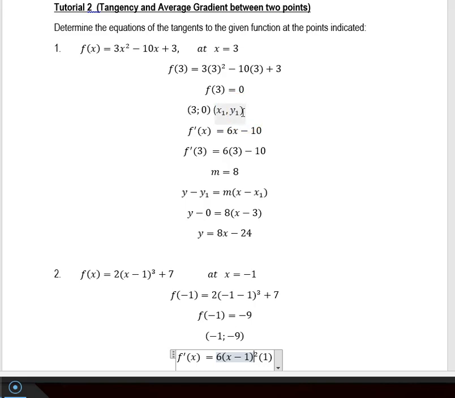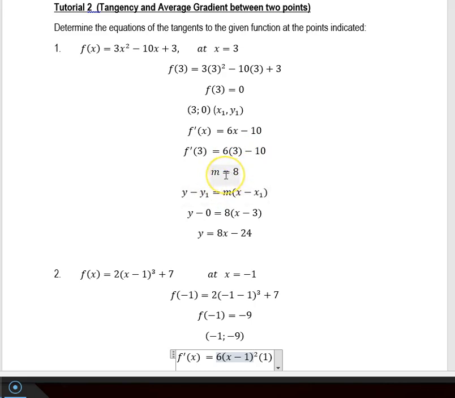Now, the next thing for us is to find the gradient at that point of tangency. To find the gradient, we differentiate that, and that's going to give us 6x minus 10. Substitute x as 3 there, because that's your point of tangency, the x value. So if I put 3 there, it gives me 6 times 3 minus 10. My gradient will be 8.